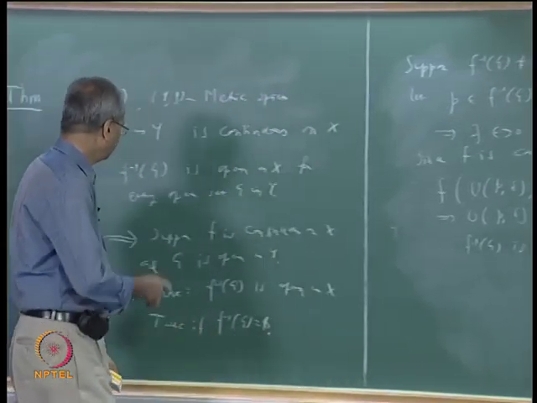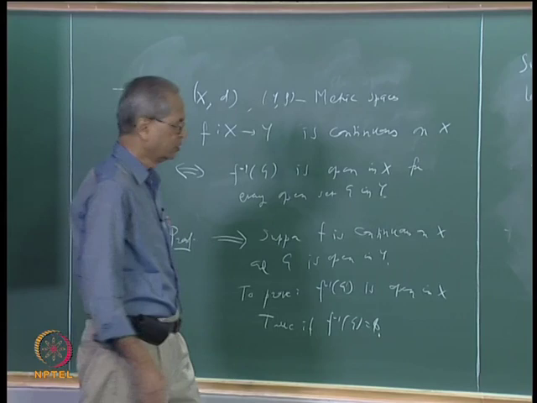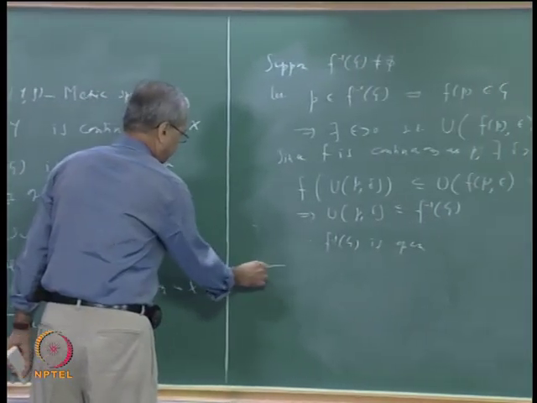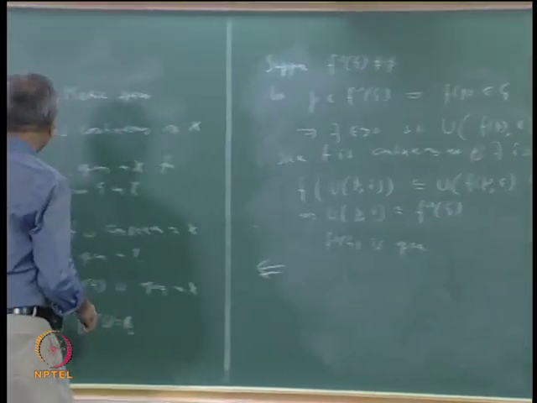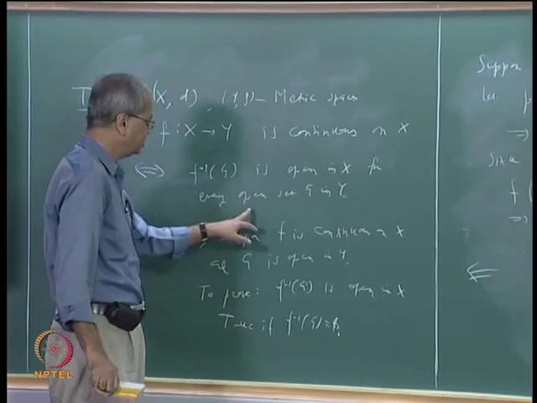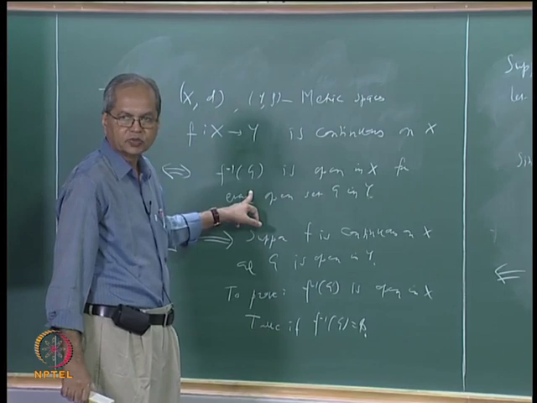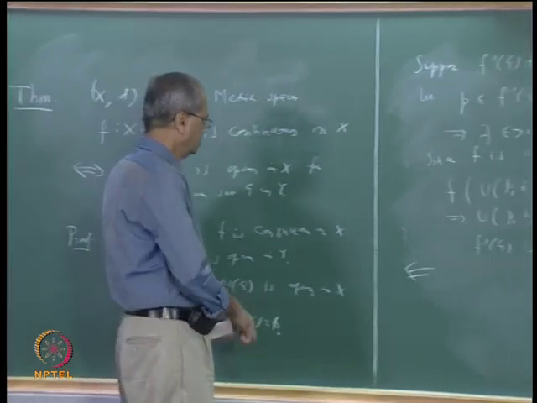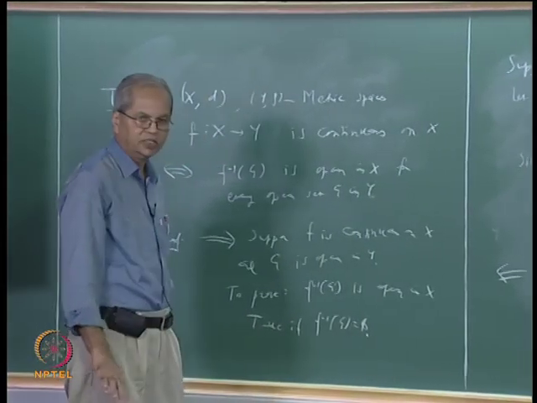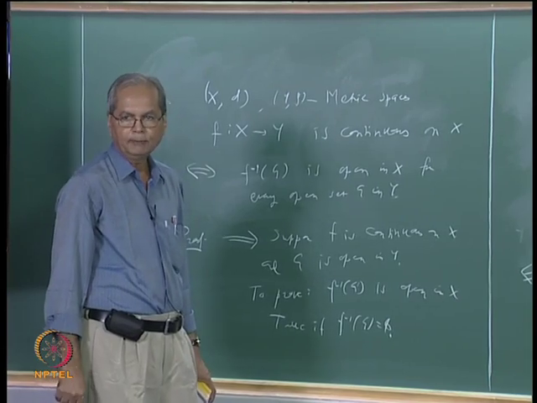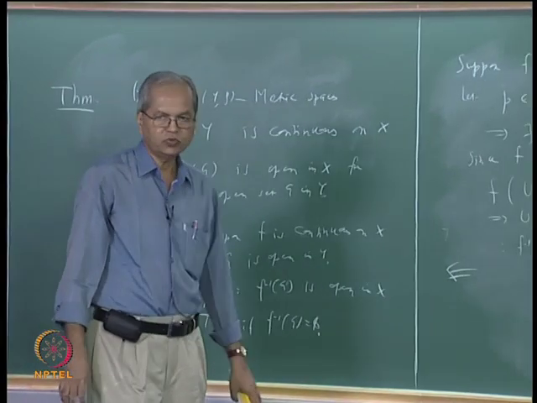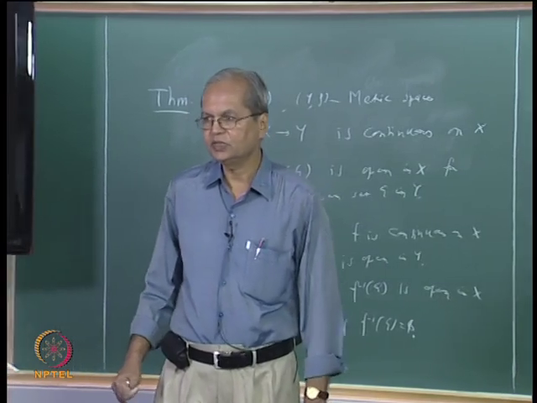Now we want to show that the converse is also true. So let us take it this way. Assume that the function f has the property that whenever G is open in Y, f inverse of G is open in X. Then we want to show that f is continuous on X. To show that f is continuous on X means what? We must show that f is continuous at every point in X.